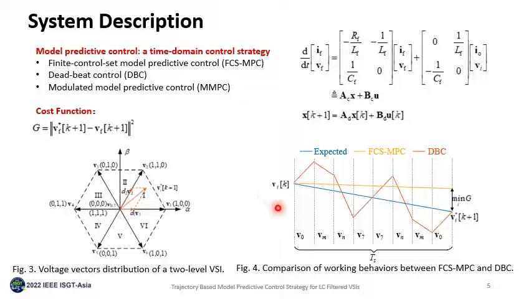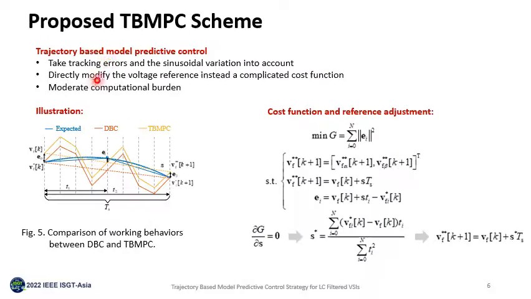But considering the sinusoidal reference, when the voltage waveform approaches its peak, where the derivative of the reference varies rapidly, this can still cause a large error, especially under some low sampling frequency cases. Therefore, this paper proposes a trajectory-based model predictive control strategy.